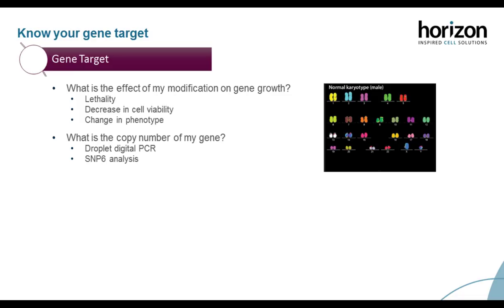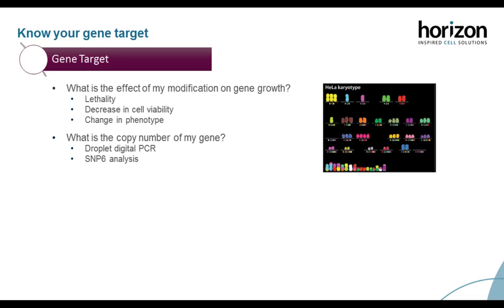This is really important information to have at the start of your gene engineering experiment, because it can help you with your genotyping process. And how we usually detect the different copy numbers of our genes is we use droplet digital PCR or SNP6 analysis.